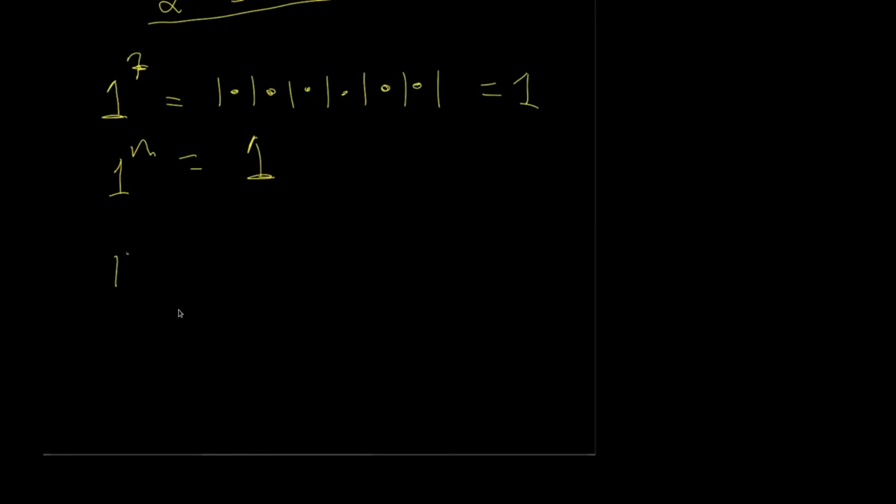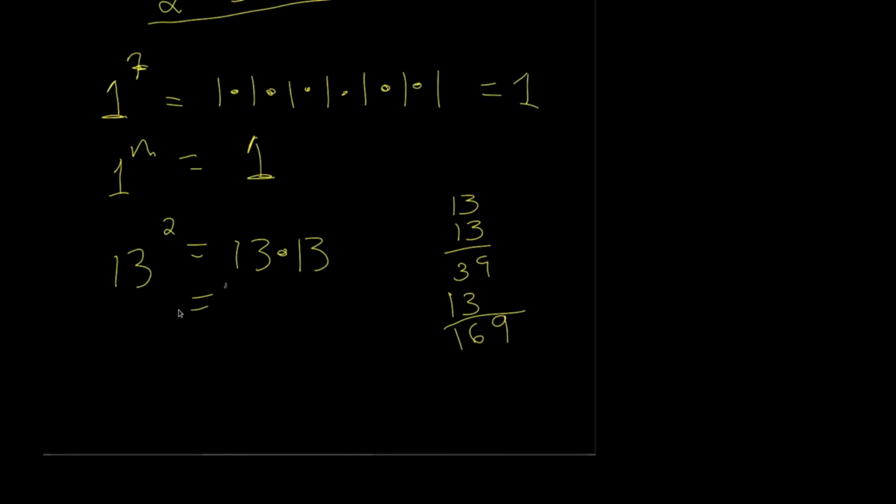But we can do something like 13 squared. That's 13 times 13, which I'm going to have to do out. 3 times 3 is 9. Nothing carries. 1 times 3 is 3. 1 times 1 is 1. It's 169. Put that there. And so exponents let us do multiple multiplications.